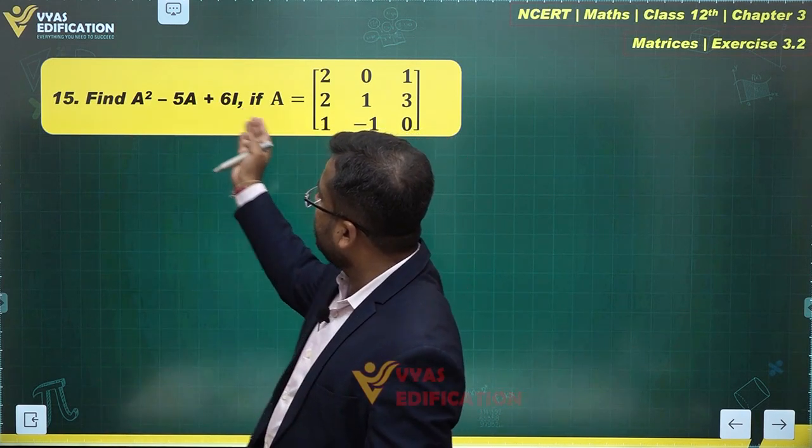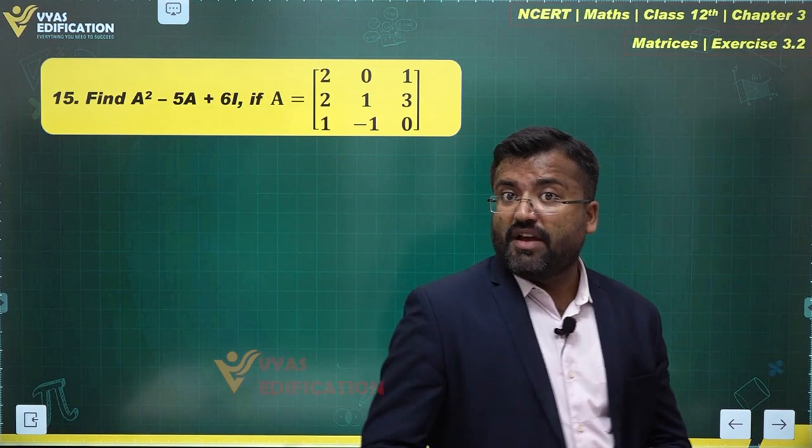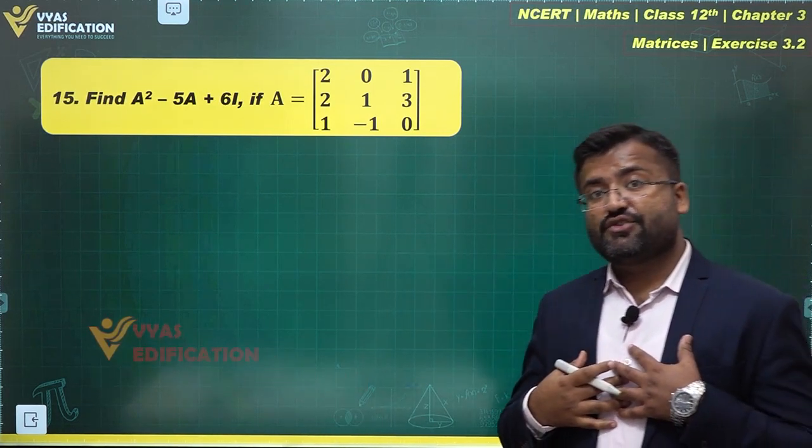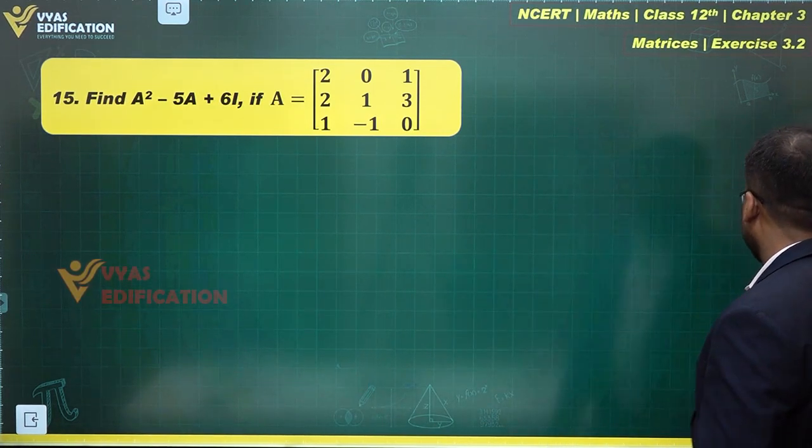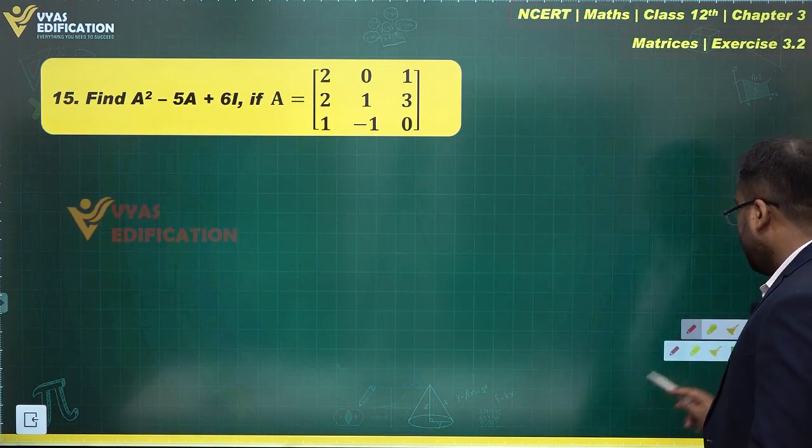I is the identity matrix. We can simplify this complete thing. This will be a 3 by 3 matrix. But first we need to find A squared. Let's do that. Let's try and find A squared first.